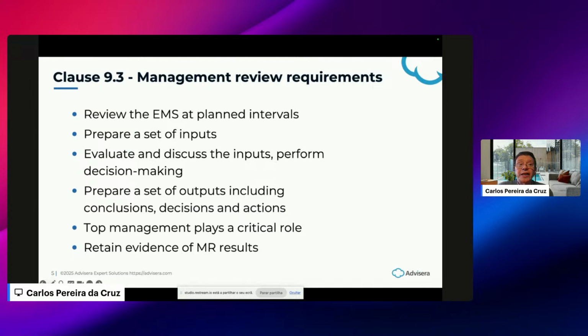Well, you can check this article later. So what are the responsibilities of top management in the EMS according to ISO 14001? And another article is how to demonstrate leadership according to ISO 14001.